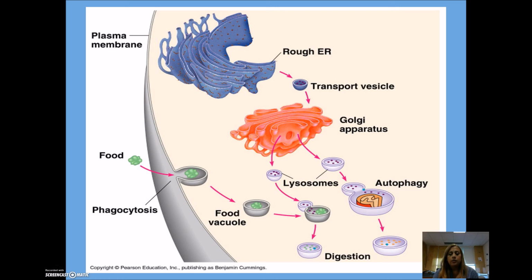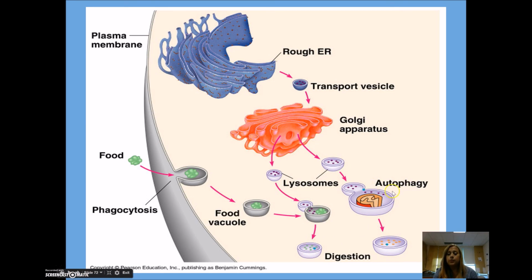Here we have a model for what happens with the lysosomes. So these are your lysosomes. You can see that they are budding off of the Golgi apparatus, and the little dots inside are the enzymes which they contain. In this first example, you have a food molecule being brought inside the cell. That's called phagocytosis. That food vacuole is forming, so now the food is actually inside the cell. But just like we need to digest our food, cells need to digest food as well. So a lysosome is going to join with this food vacuole and break down the food molecule.